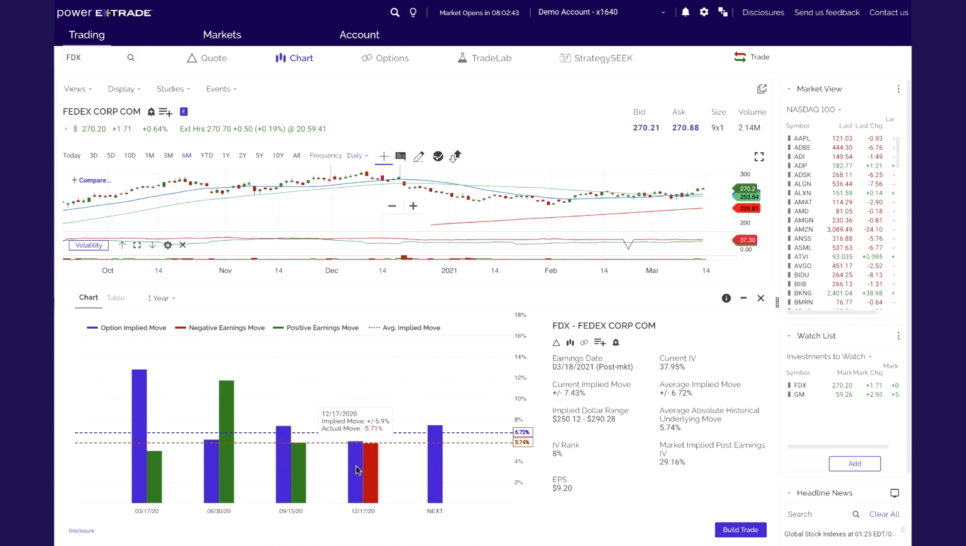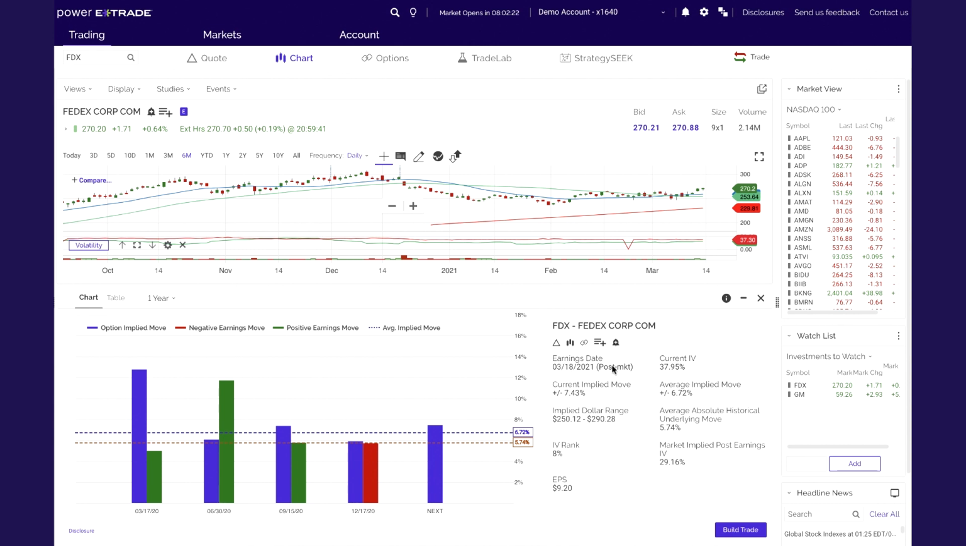If we go forward and take a look at what the market is anticipating for the March 18th move, the implication is that we're going to see an up or down 7.43% move, and we don't know what the actual move is going to be. This gives us that visual representation. Let's go over here to break it out a little bit further.